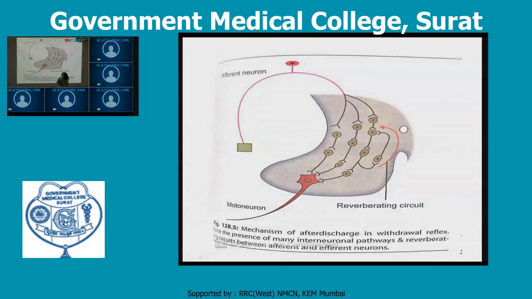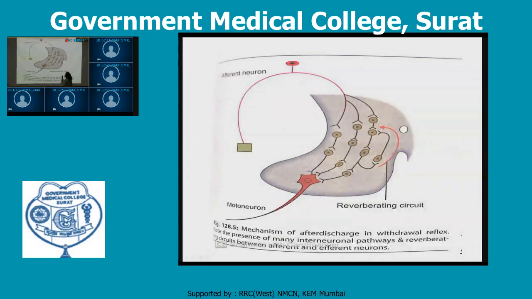In the after discharge, the motor neurons are continuously stimulated in this polysynaptic pathway. Some long-acting neurotransmitters are released, and these long-acting neurotransmitters are responsible for after discharge and maintenance of that static posture for some more duration. That is known as the after discharge. We usually observe after discharge in case of polysynaptic reflexes.